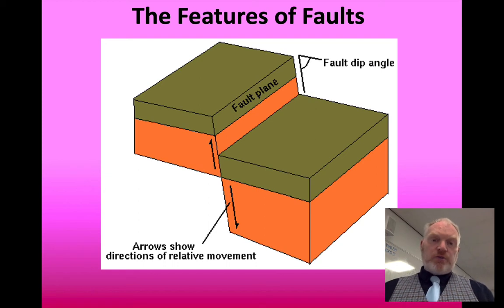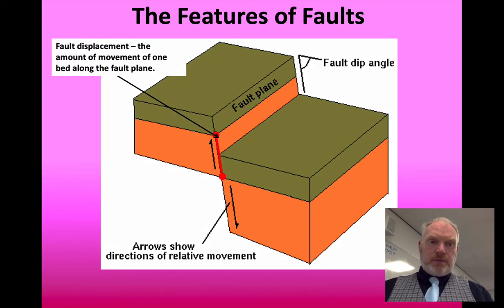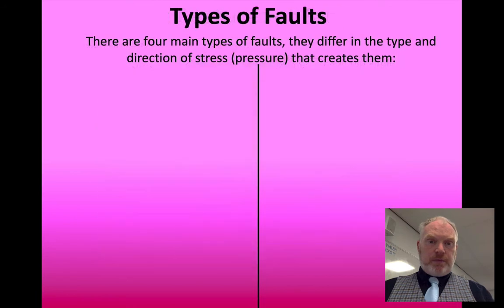Now like this block diagram shows, a fault is where rock under stress gets broken and moves. So we see a displacement. Rocks moved from their original location. The block on the left there has moved up, what we call the upthrow block. The block on the right has moved down, what we call the downthrow block. Now there are four different types of fault because of different types of stress that create them.